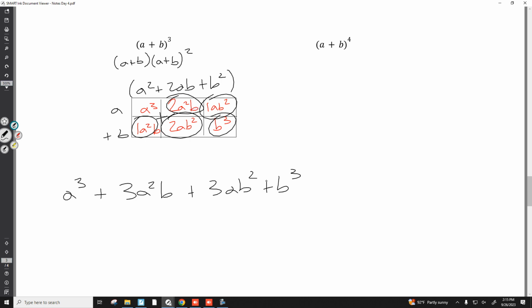Okay, your turn. Do a plus b to the 4th. You already know what a plus b cubed is. You could either use this and multiply it by a plus b, or you know what a plus b squared is, and you do a plus b squared times a plus b squared. What do you want to do, Patrick? How do you want to do a plus b to the 4th?